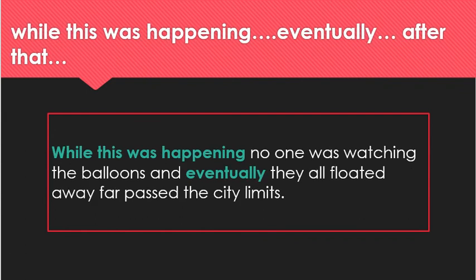While this was happening, eventually, and after that. While this was happening, no one was watching the balloons, and eventually they all floated away far past the city limits. How do the transition words help you paint the picture of what's going on? I know I can close my eyes and I can just see the balloons floating away and way up into the sky and imagine them floating past the city limits. Those transition words help you see that picture as it's happening in the order that it's happening.